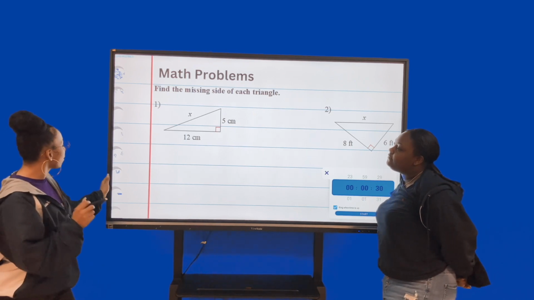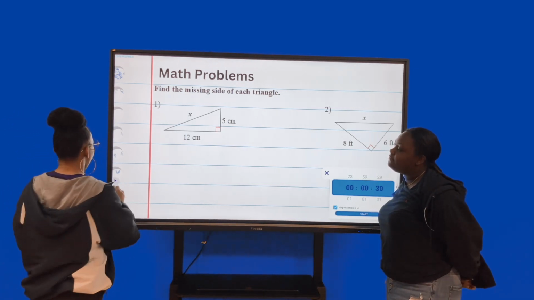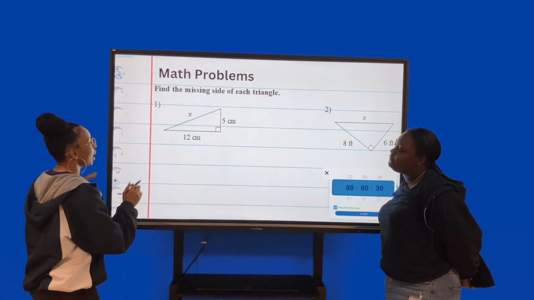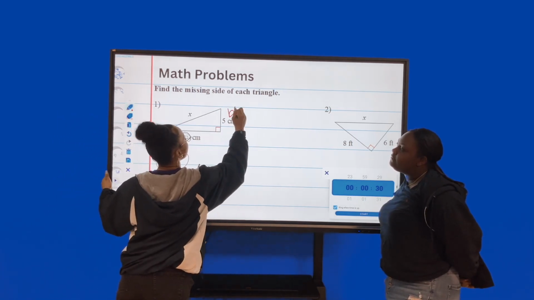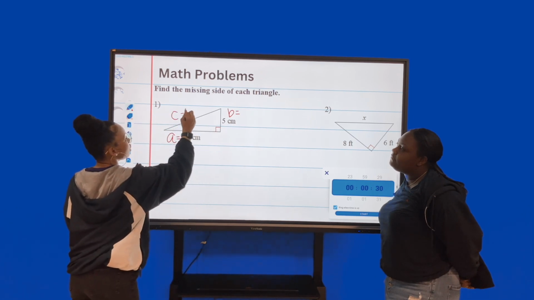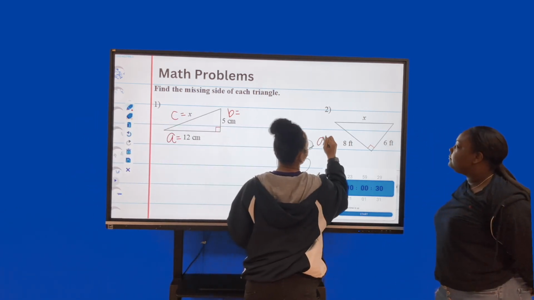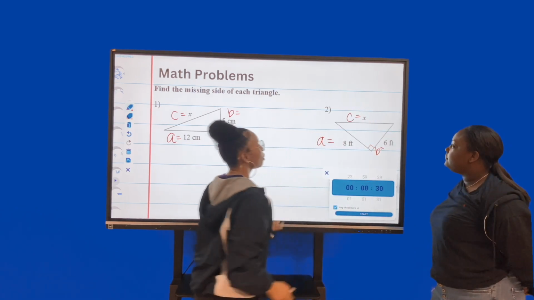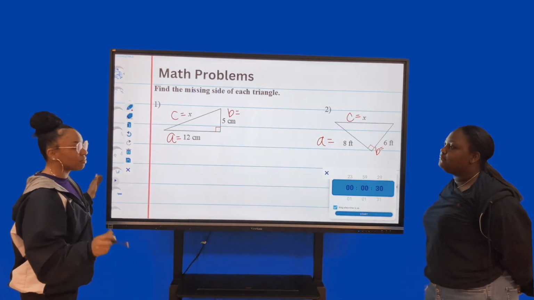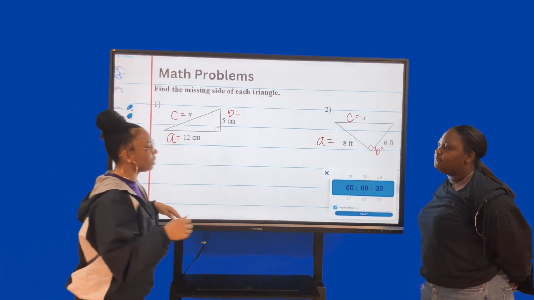Now, remember with Pythagorean theorem that you are going to have 3 sides. So I'm going to go ahead and label that for you guys to help you out. So this is going to be your A, this is going to be your B, and this is going to be your C for both 1 and 2. All right? So hopefully you guys remember the formula for Pythagorean theorem. We're going to give you 30 seconds to try out both of them, and then we'll come back and test it out. All right? Here we go.